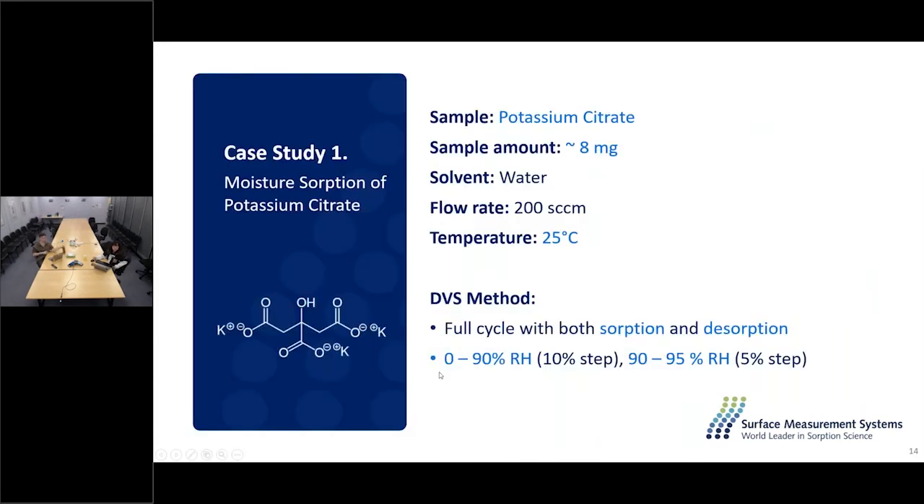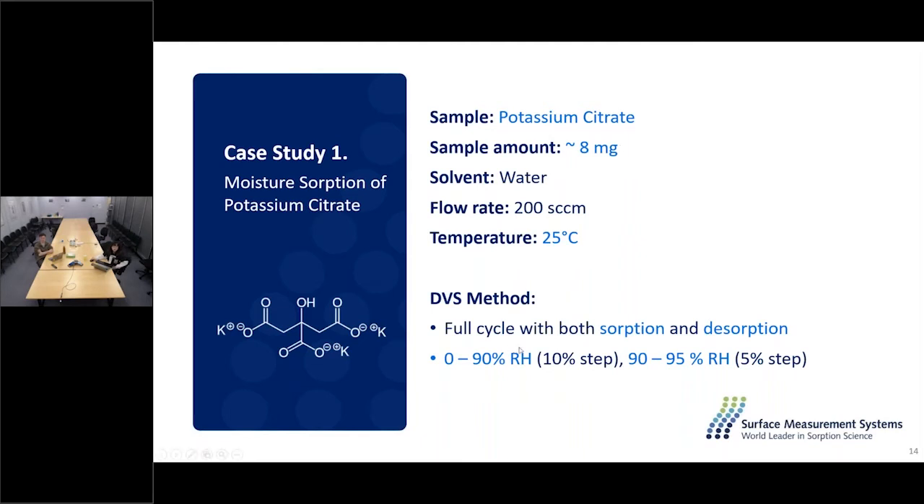So the case study I have here with the same step method with water sorption is on a potassium citrate sample. So normally if the sample has very good uptake of water, we don't need to use a lot of sample because the balance is really sensitive. Here we only use about 8 milligrams of the sample. Still we can get some good data of the water sorption, desorption.